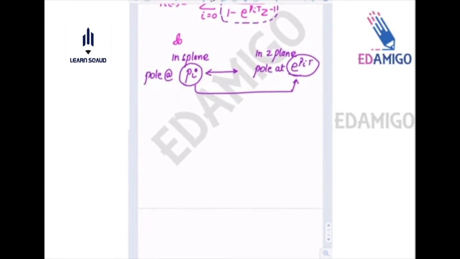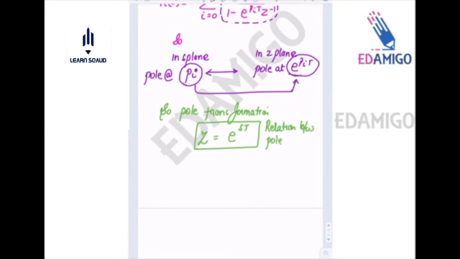Okay. So the pole transformation is: pole in Z plane is equal to e to power pole in S plane multiplied by T. So this is the transformation of the pole. Okay, z equals e to power sT. Okay, so this is actually the relationship between pole in analog domain to pole in digital domain. Okay, so this is the relationship.